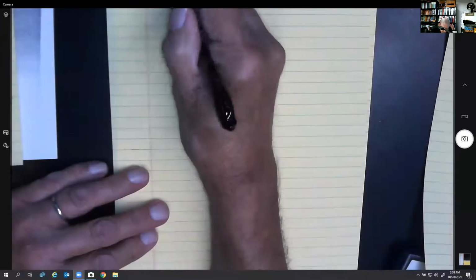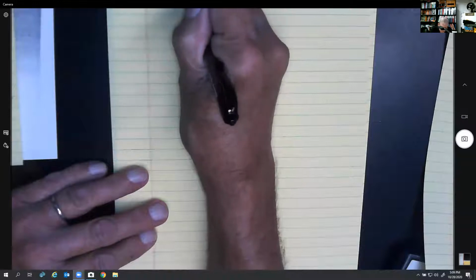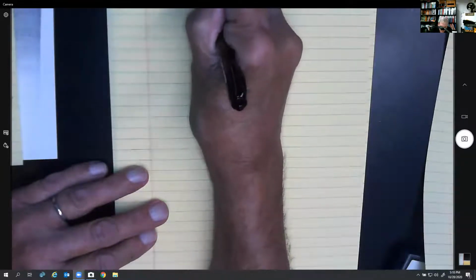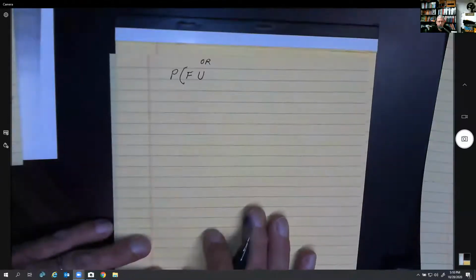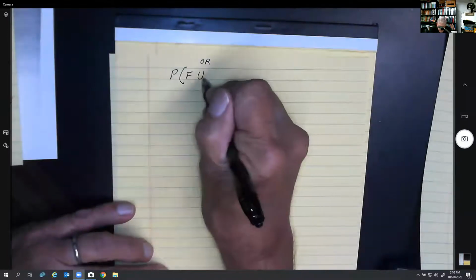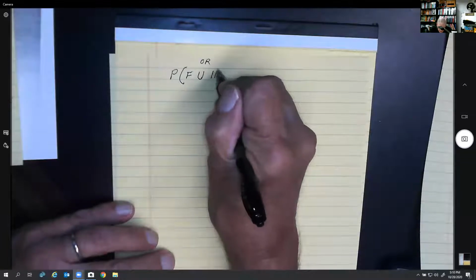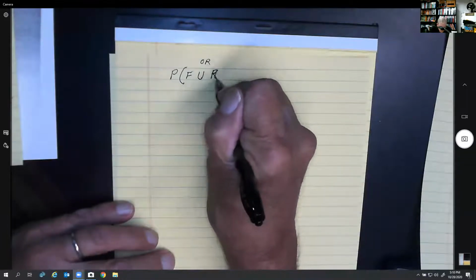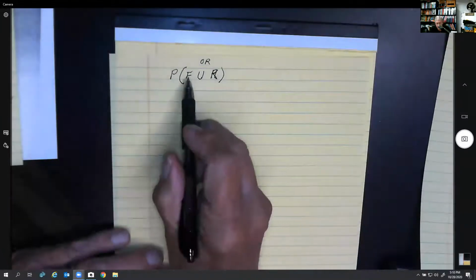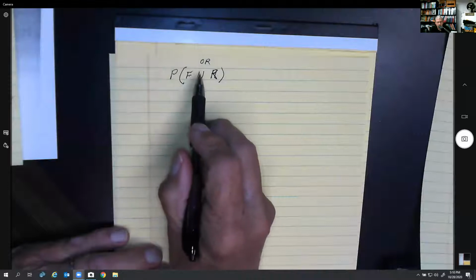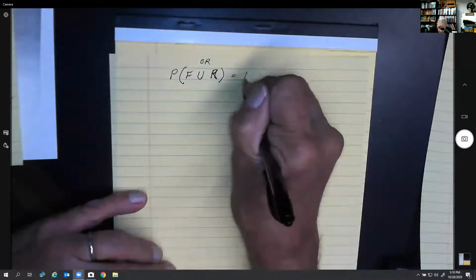Okay, the probability of it being a face card, and the word "or", we use a symbol like this, called a union symbol. The probability of a face card or a heart, or a red card, we're going to write it like that. The probability of a face card, union, red card. That means "or", is equal to the probability.